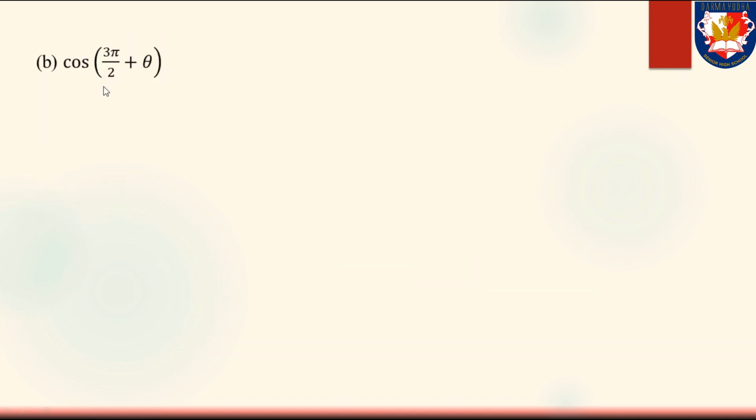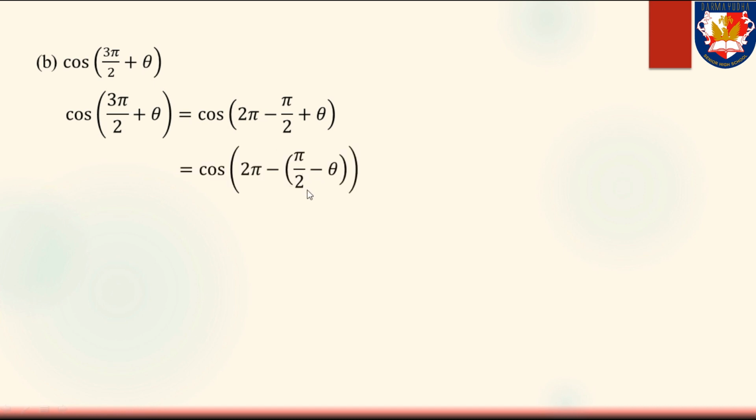Part B, cosine of 3π/2 plus θ. Cosine of 3π/2 plus θ equals cosine of 2π minus π/2 plus θ, because 2π minus π/2 equals 3π/2. Now we will modify this to be cosine of 2π minus π/2 minus θ. So we will use the formula for angles greater than 360 degrees or 2π. Based on the formula, we will have cosine of π/2 minus θ. And from here, using the complementary angle, cosine of π/2 minus θ equals sine θ.